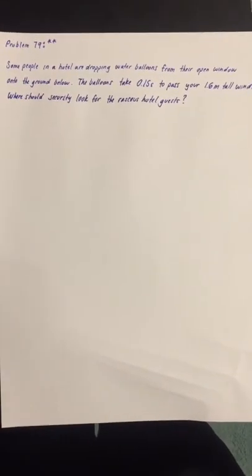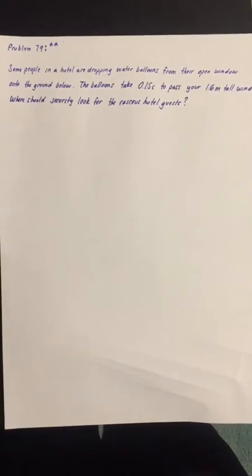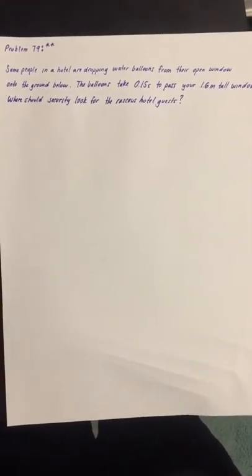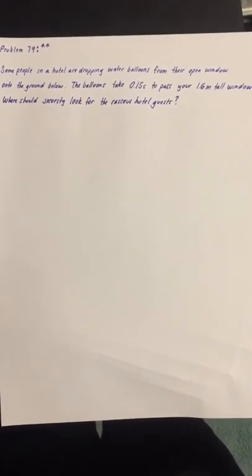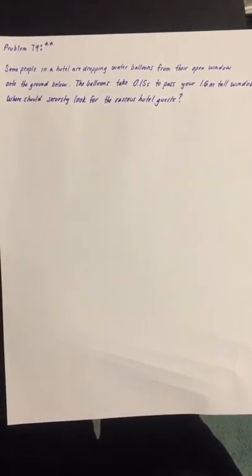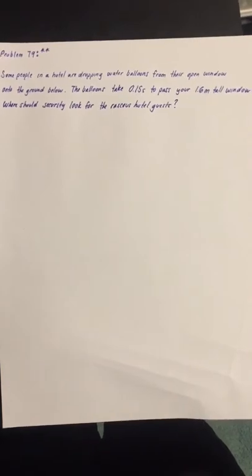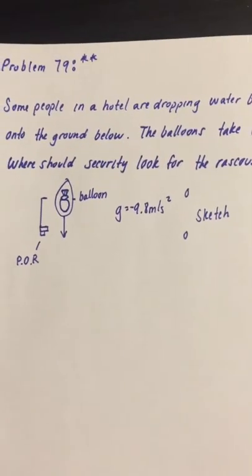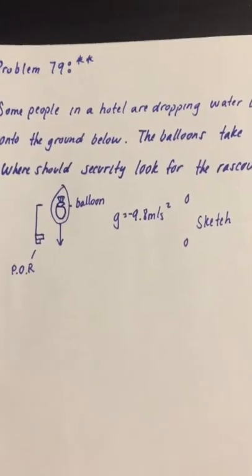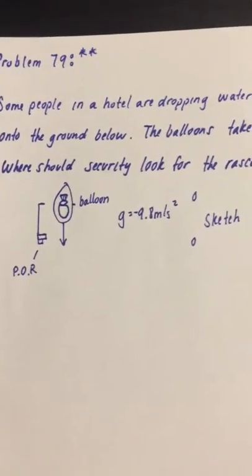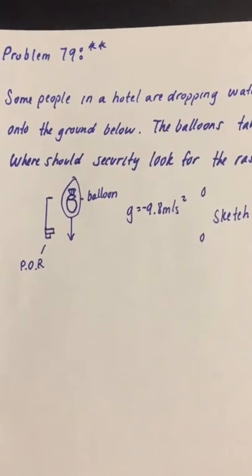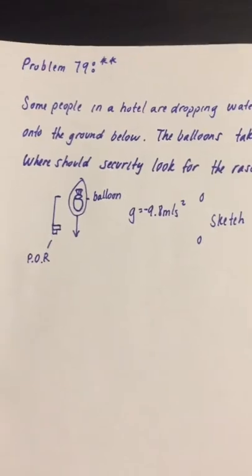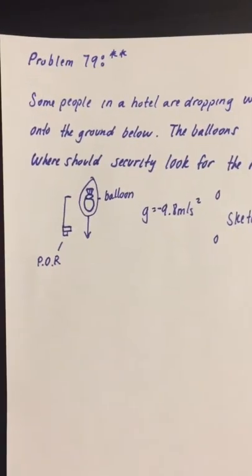Problem 79. Some people in a hotel are dropping water balloons from their open window onto the ground below. The balloons take 0.15 seconds to pass your 1.6 meter tall window. Where should security look for the rascally hotel guests? In this situation, the window will be the point of reference. The balloon, the object in motion, is the system object. The object is falling downwards at gravitational acceleration.